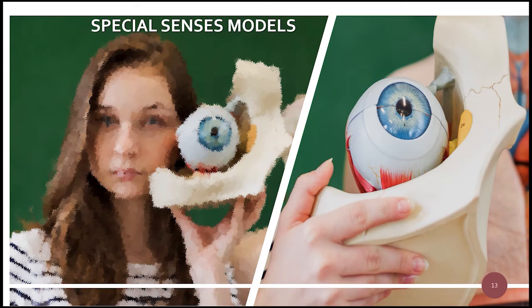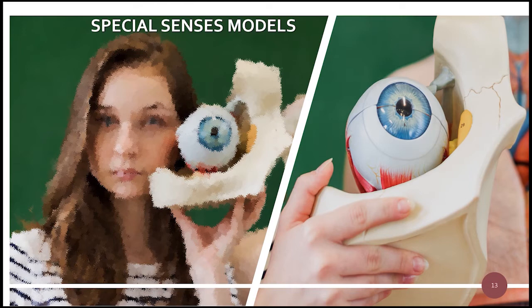The special senses models, this picture is of the eyeball that we have. We also have ears, we have the nervous system, we have all of the organ systems, the circulatory system. We have all of the models that you can take apart. You can take apart the ligaments, the muscles, the individual structures of each of the special senses. You can take apart the entire eyeball.